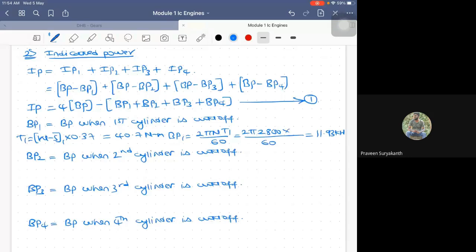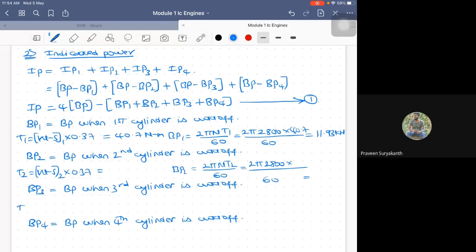Next, calculate T2, W minus S of 2 into 0.37. So, give me the value. Similarly, BP2, you just calculate. It is 2 pi N T2 divided by 60. So, it is 2 pi, 2800 cross, this is 40.7, divided by 60. So what value we get? Just write it here. Similarly, T3, W minus S of 3 cross 0.37.